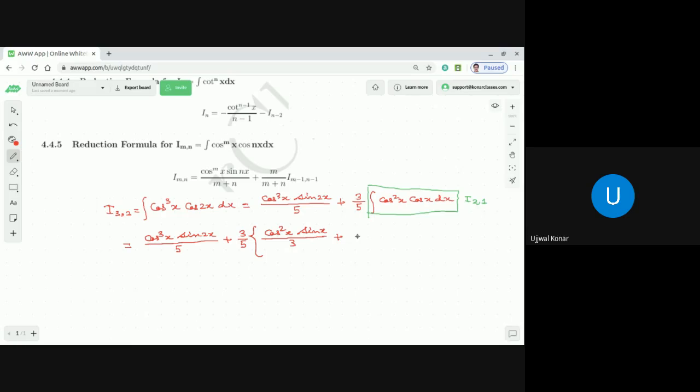Plus m. M is what? 2. M plus n is what? 3. 2 by 3 into integration. What becomes? It becomes cos x. Correct or not? And cos of n minus 1 minus 1, 0. Correct? So it will be only cos x dx.